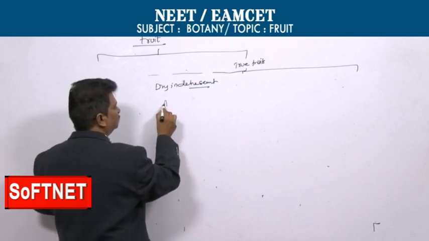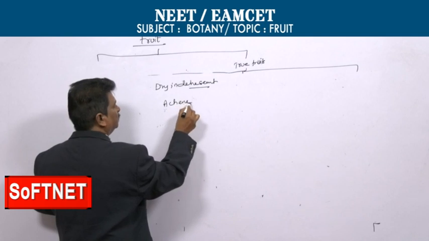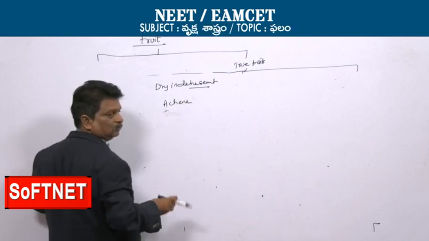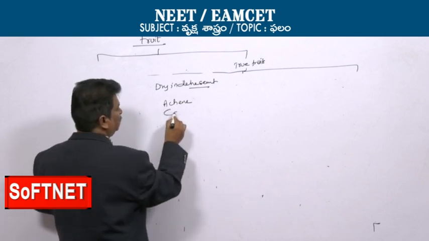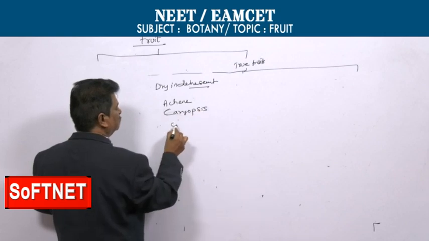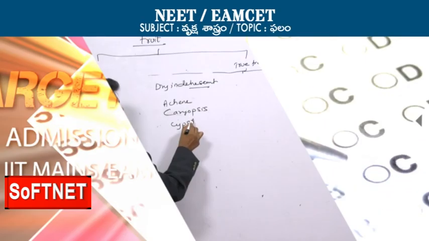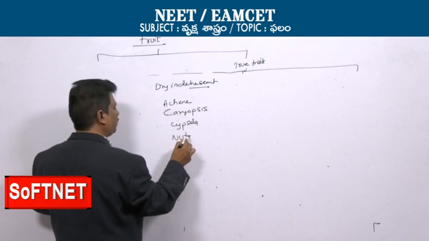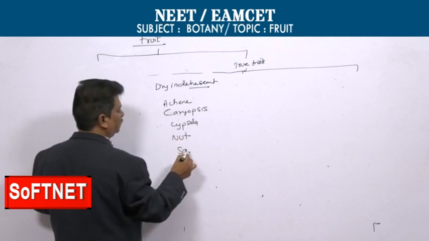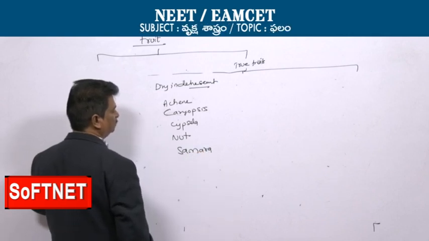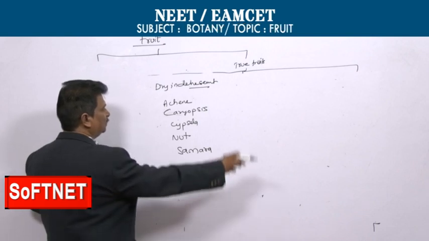One is achene, then caryopsis, then cypsela, nut, and samara. These are dry indehiscent fruits.